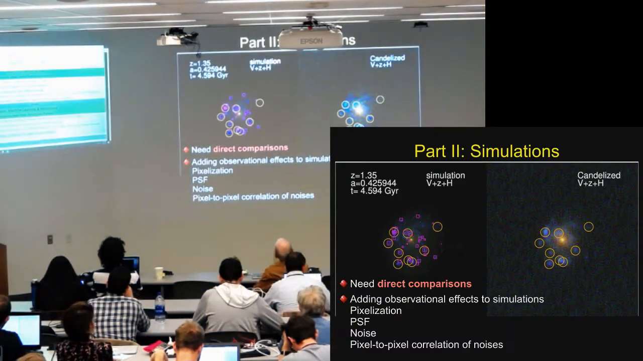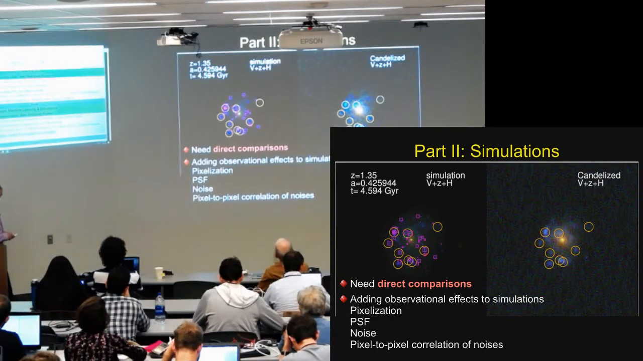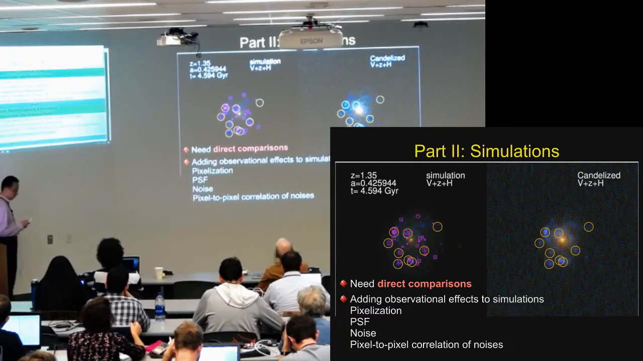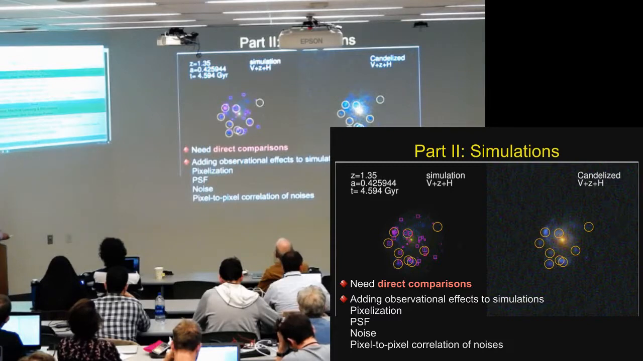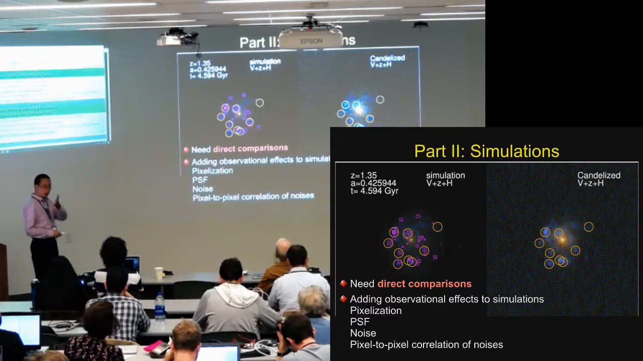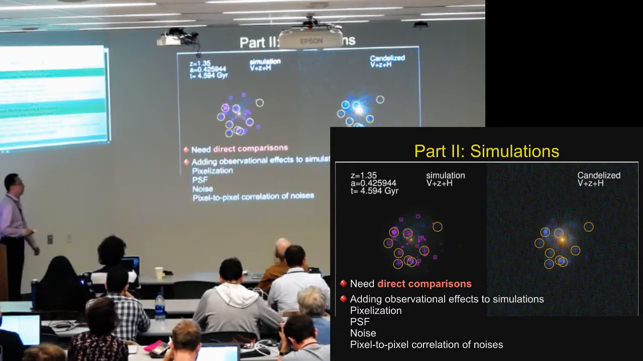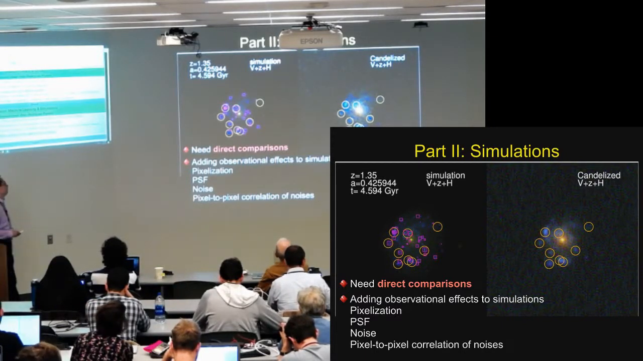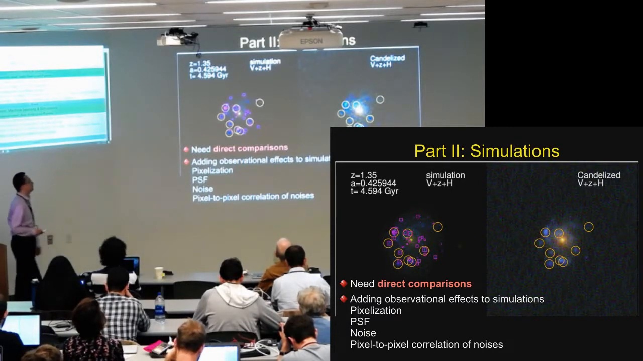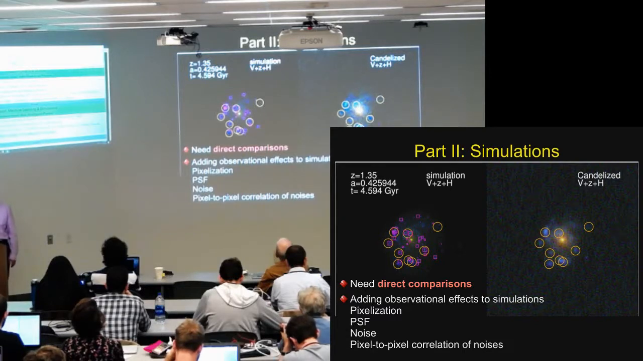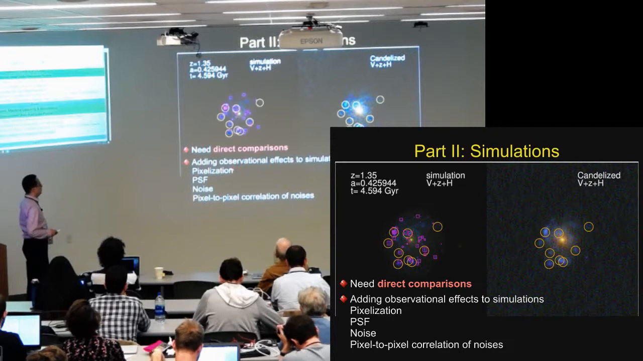Okay, so that's for observation, and for simulation, I'm going to quickly skip this part because I think you are more familiar with the simulation than I am. But I want to point out one thing that Mark also made this point. We need direct comparison. We need mock images or synthetic images. We cannot just get a catalog from simulation and compare to a catalog from observation, because we have to take into account many difficult observational effects.